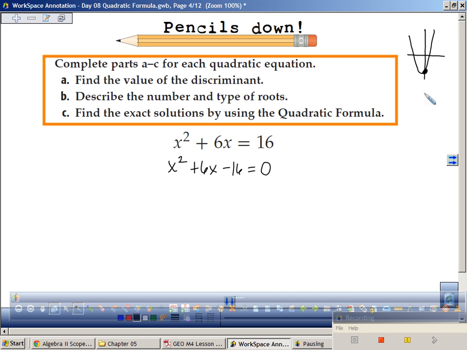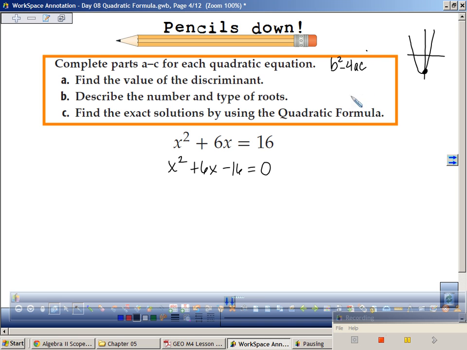It's got to have two roots, right? Doesn't it have to have two roots? I know that for sure, because since it's at -16 and it's pointing up, it's got to cross that x-axis twice. Okay, so find the value of the discriminant. A lot of kids think the discriminant is the square root of b squared minus 4ac. That's not the discriminant. The discriminant is only the b squared minus 4ac part. The square root is part of the quadratic formula.